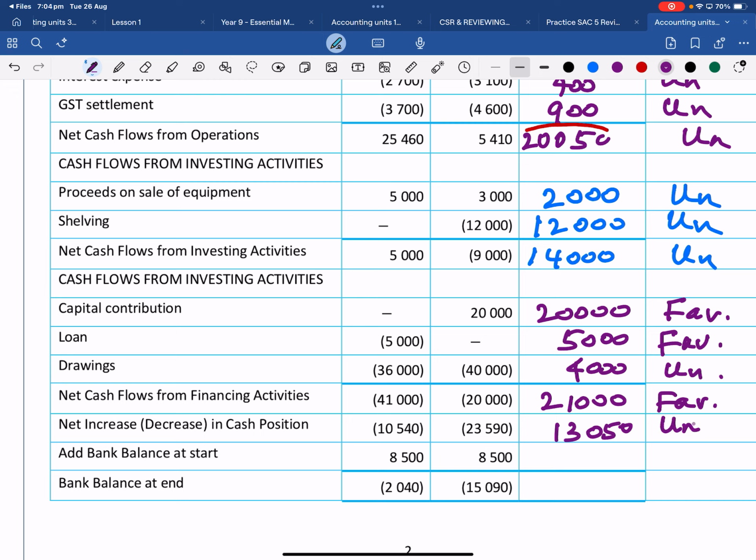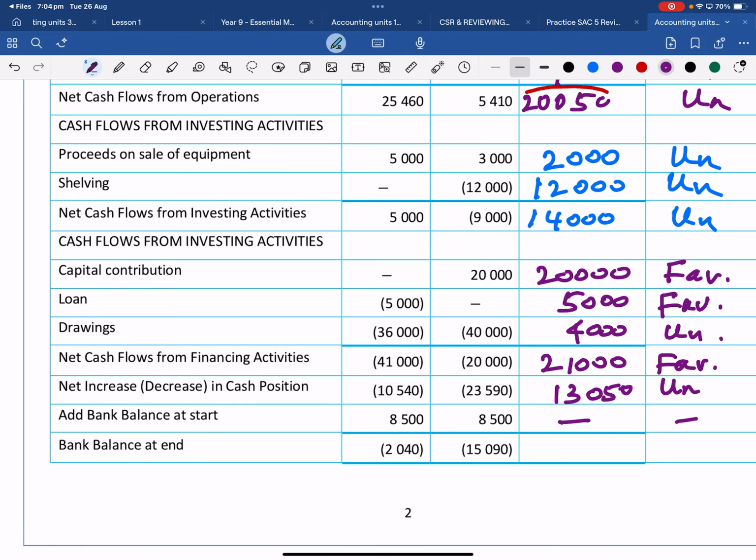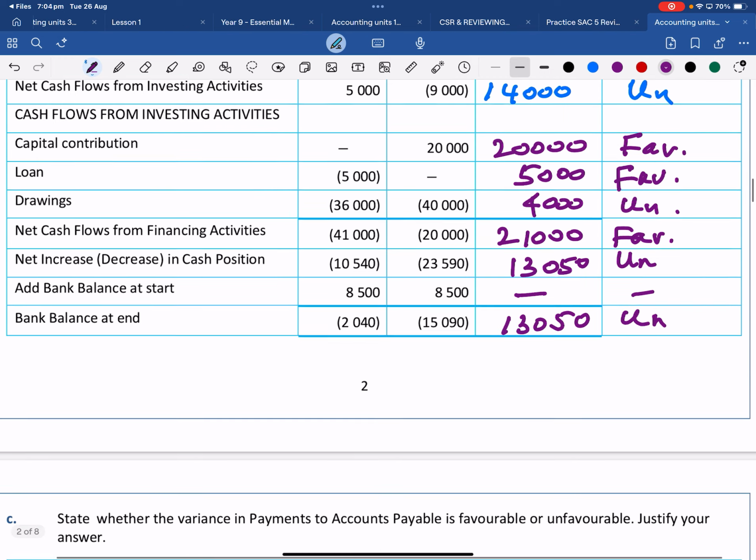Then bank balance at the start is 0. Good or bad? Neutral. You don't have to worry about it. You can't really do anything about it. You leave it blank or put a dash, it's up to you. Then bank balance at the end, 13,050. Unfavorable, because of the net increase. The bank balance was the same, and at the end it is unfavorable.